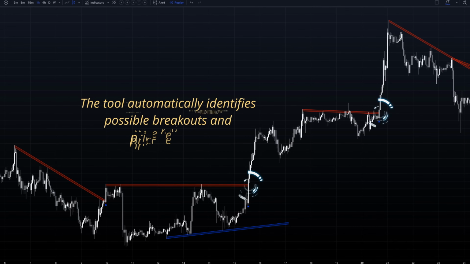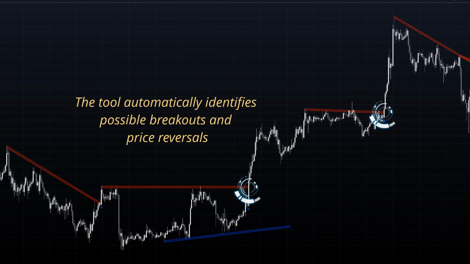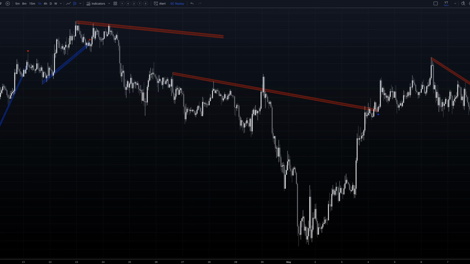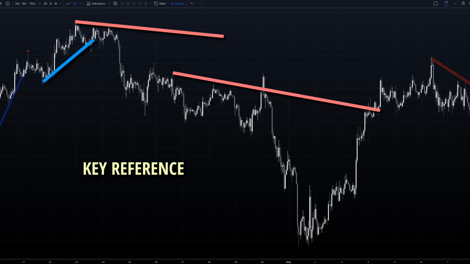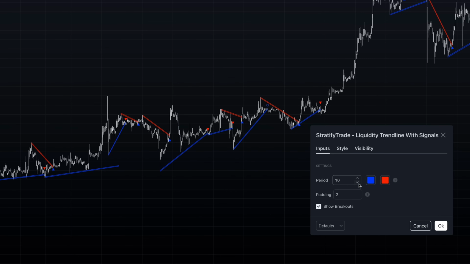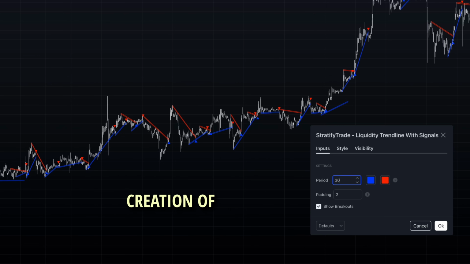This is a tool designed to help traders identify potential market breakouts and reversals by utilizing pivot points to construct trend lines. These trend lines serve as key reference levels, where price movements may either break out or experience a retest. It uses a calculation period, which defines the look-back period to identify pivot points, and this period directly influences the creation of the trend lines.